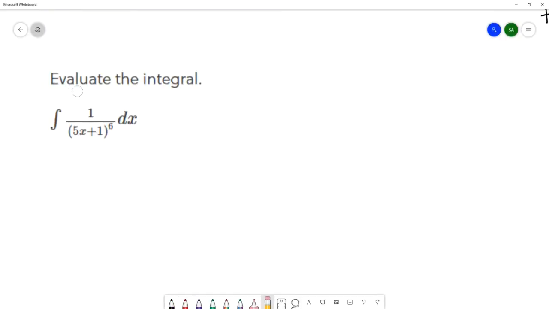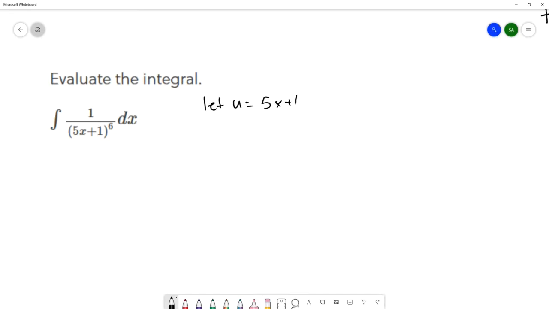On this question, we want to evaluate the integral. We've got the integral of 1 over (5x plus 1) to the 6th power dx. So we're going to solve this with substitution. And usually with substitution, you want to let what is inside a parenthesis or in the bottom of a fraction or inside a radical, inside an exponent be what u is. So on this one, we can let u be equal to 5x plus 1.